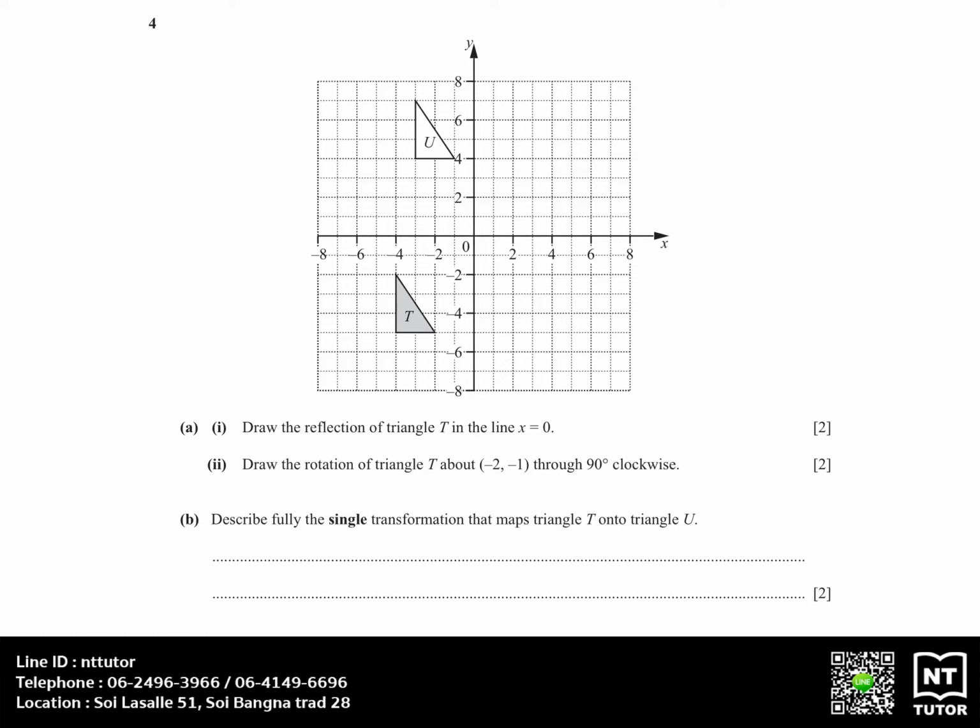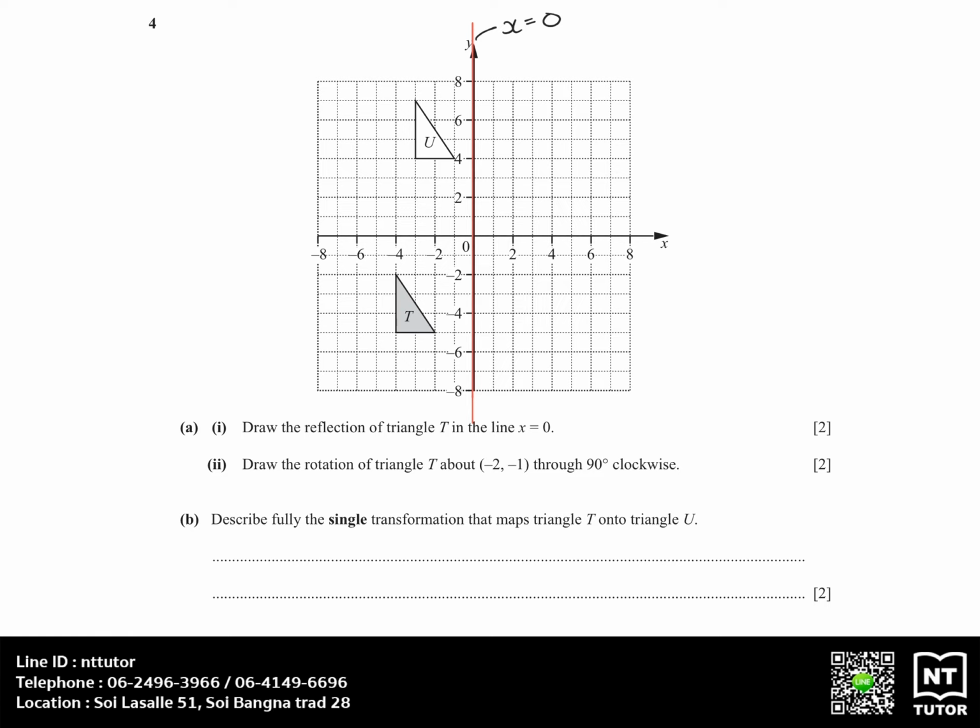Draw the reflection of triangle T in the line x equals 0. The line x equals 0 is just the y-axis. So when we reflect something in the y-axis, or in any line, we're just counting the points from that line, and it must be the same distance on the other side of the line.